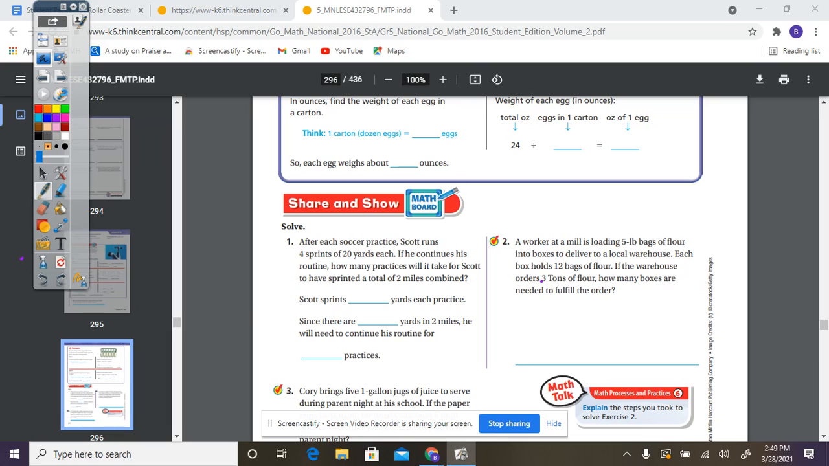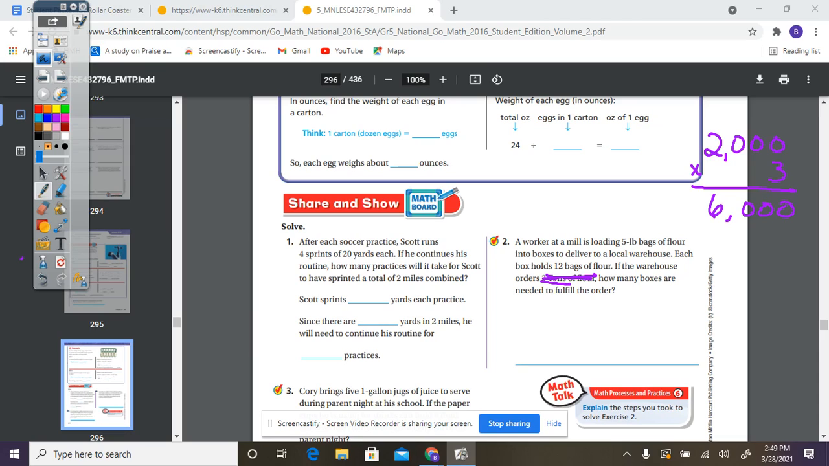3 tons of flour. Let's convert this 3 tons into pounds, because we're talking about pounds, we're talking about tons, we need to talk about the same unit of measure. So there are 2,000 pounds in 1 ton, and they have 3 tons here. So that means they have 6,000 pounds of flour. So I've taken care of this. This is gone. Okay. Now, is loading 5-pound bags of flour into boxes.